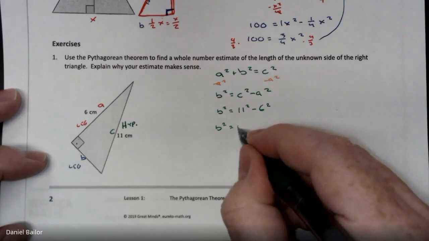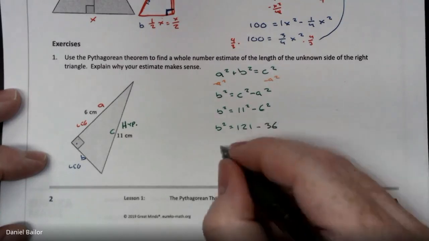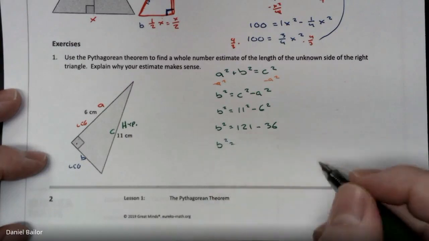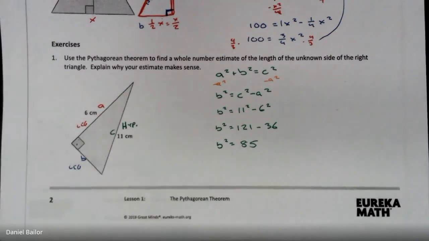11 squared is 121. 6 squared is 36. So 121 minus 36 is 85. So we get b squared equals 85. Well, we cannot really get b by itself. So it's okay if you stopped here.